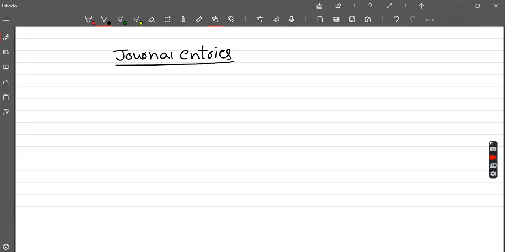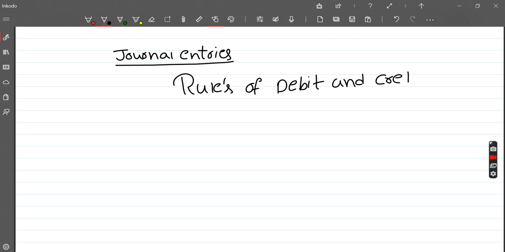To pass journal entries, we should know the rules of debit and credit. These rules of debits and credits you're going to use in the entire accounts, right? Without these rules of debits and credits, there are no accounts. So we should learn this.